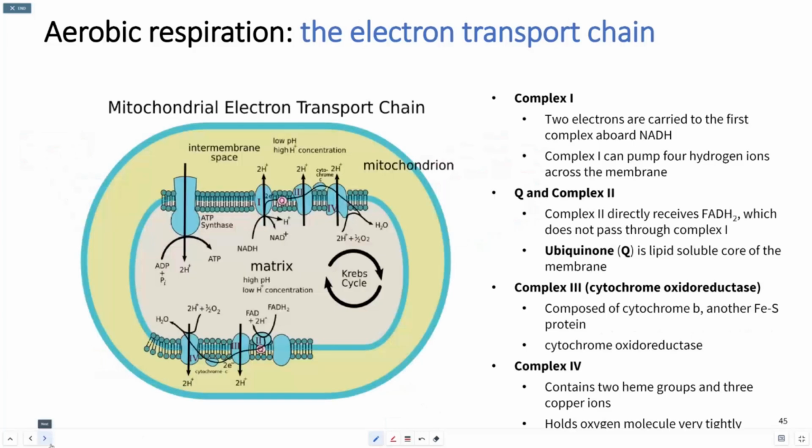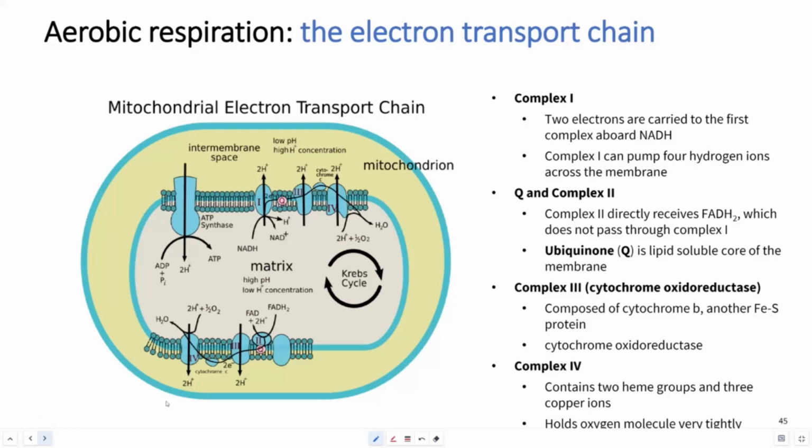So let's take a look at the reaction of the ETC. In step number 1, NADH and FADH2 are oxidized by releasing hydrogen, electrons, and protons that are passed through a series of electron carriers in the ETC, eventually making its way to oxygen, the final electron acceptor. Step 1, the oxygen combines with 4 electrons and 4 protons to produce 2 molecules of H2O.